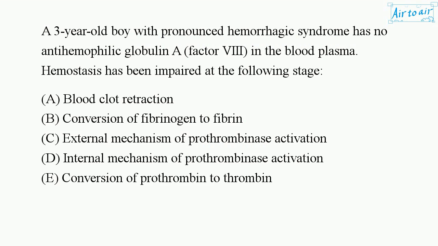A 3-year-old boy with pronounced hemorrhagic syndrome has no antihemophilic globulin factor VIII in the blood plasma. Hemostasis has been impaired at the following stage: A. Blood clot retraction. B. Conversion of fibrinogen to fibrin. C. External mechanism of prothrombinase activation. D. Internal mechanism of prothrombinase activation. E. Conversion of prothrombin to thrombin.